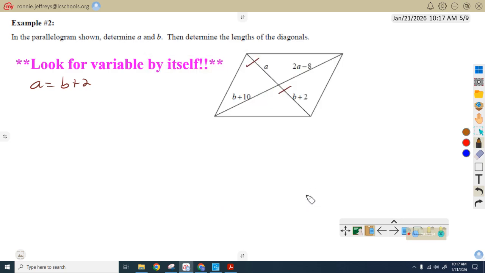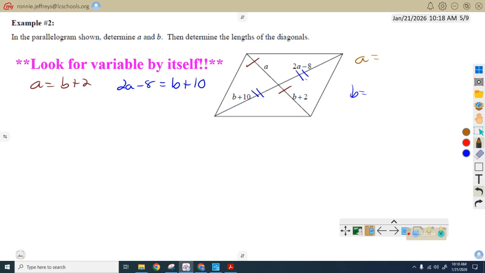Oh, yes. All right. And then we know that this is congruent to this. Okay. So here we have our two things set up. All right. I'm going to say A equals and then B equals. So, again, bold letters. See, we got the little asterisks. Okay. It says look for variable by itself.